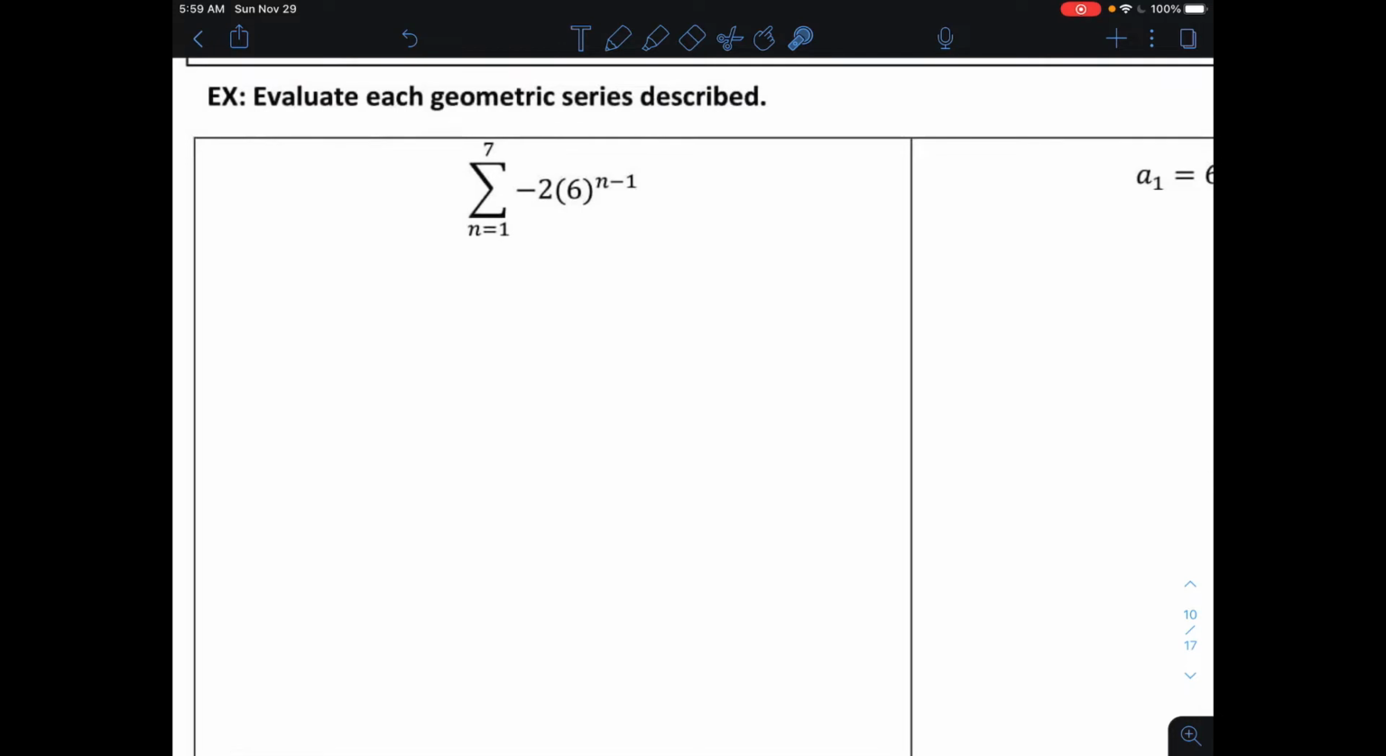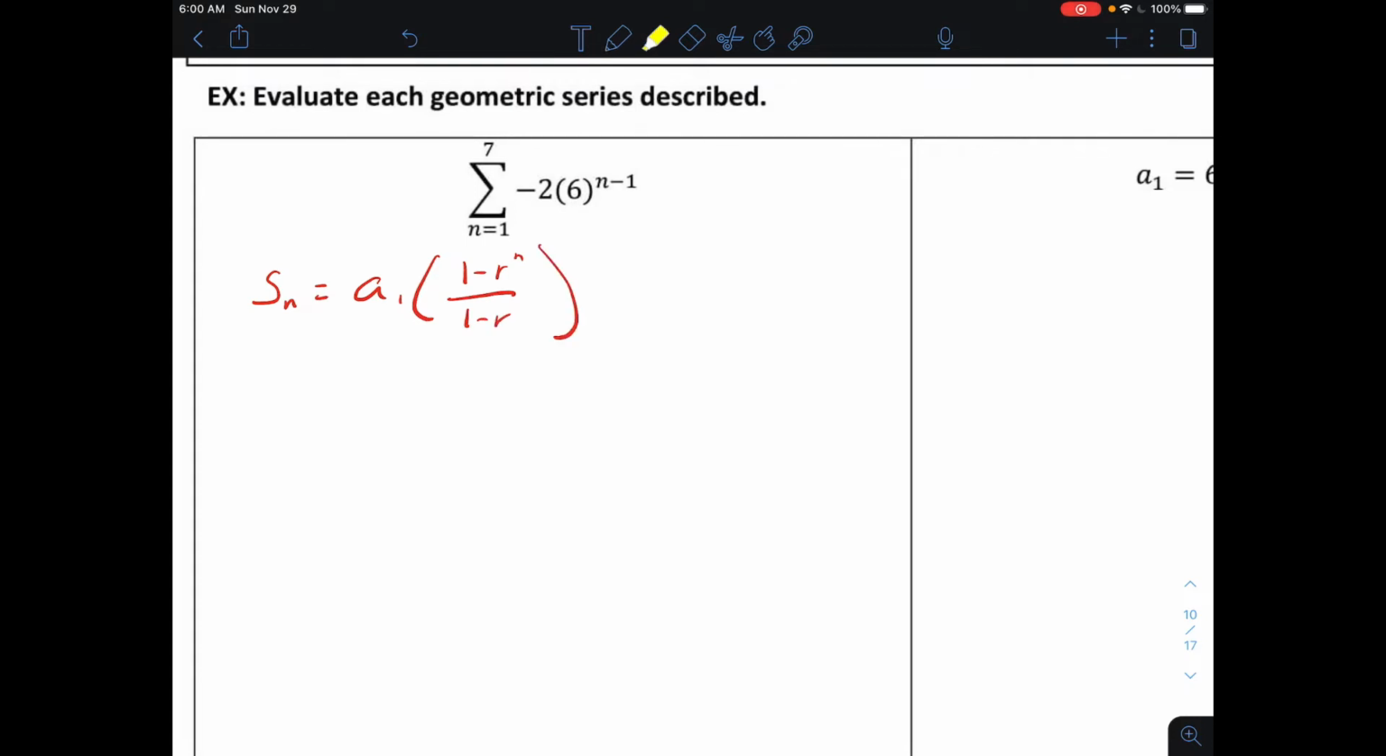We want to find the sum from 1 to 7 for the geometric expression -2 times 6 to the n minus 1. Now, if I had a calculator, I could evaluate this very easily. However, it doesn't match one of our summation formulas in a previous video. So in order to do this by hand without writing out all the terms, we'd have to use the summation formula we just discussed. So to find the sum of a finite number of terms, Sn is equal to a1 times 1 minus r to the n over 1 minus r.